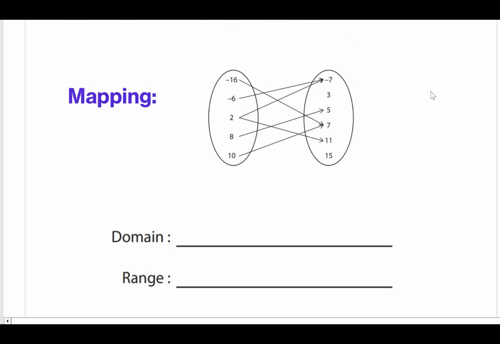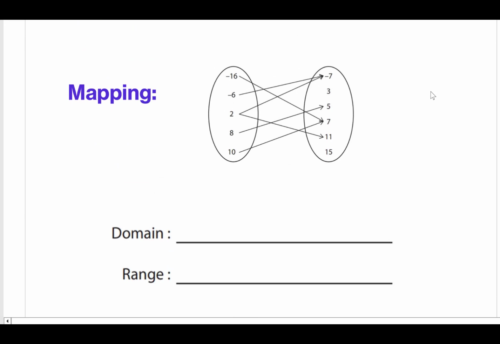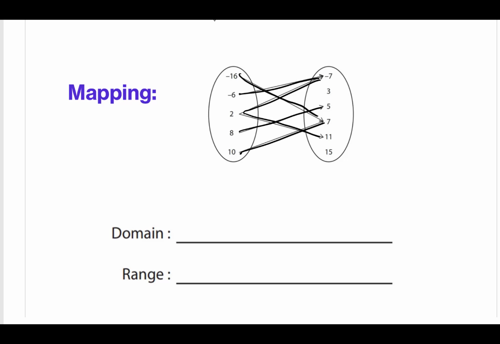Next, we have mapping. So first you have to count the lines. So necesitas contar las líneas. So ¿cuántas líneas tienes aquí? So how many lines do you have here? We have 1, 2, 3, 4, 5, 6. I have 6 lines, which means I have 6 points. So point 1, 2, 3, 4, 5, 6. Cuando tengo 6 líneas, eso significa tengo 6 puntos.